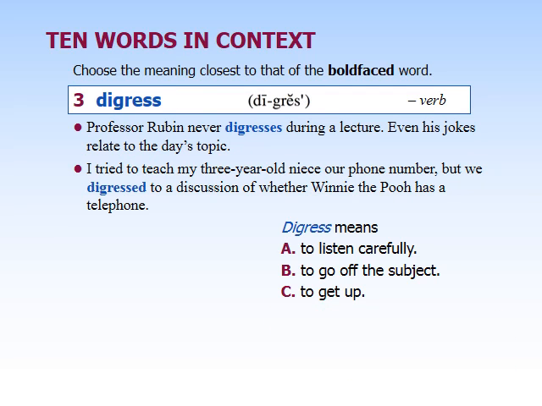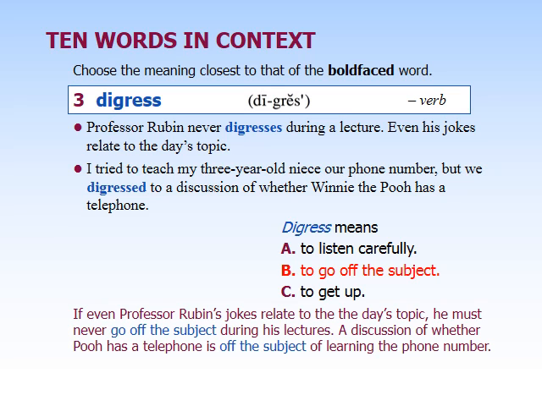Our next word here is digress, and this is also a verb. Professor Rubin never digresses during a lecture. Even his jokes relate to the day's topic. I tried to teach my 3-year-old niece our phone number, but we digressed to a discussion of whether Winnie the Pooh has a telephone. So digress means go off the subject.